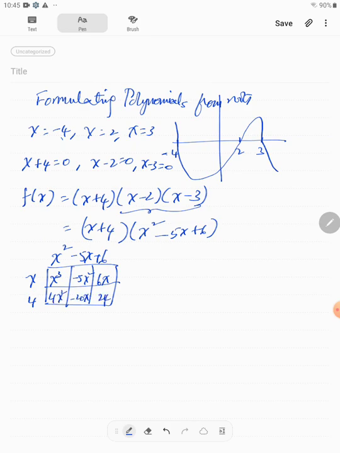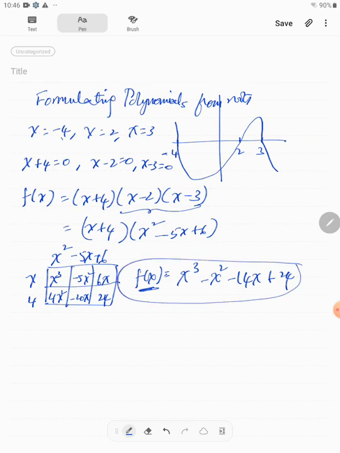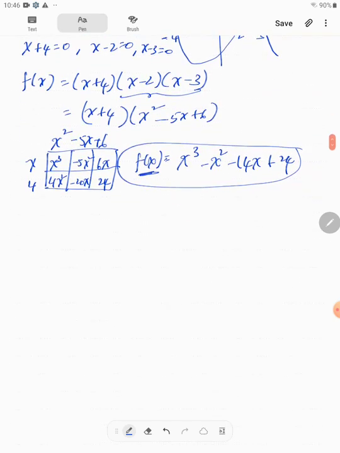Okay, so now f of x, always write your answer with the function f of x or g of x or whatever it is. So you have to first write this function's name for sure. Now add up all of these terms, x cubed minus x squared minus 14x plus 24. That's the answer.